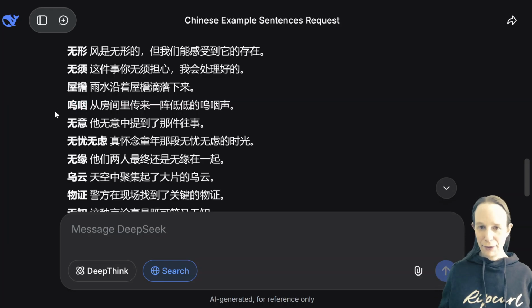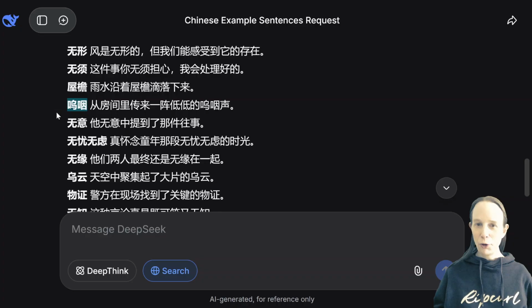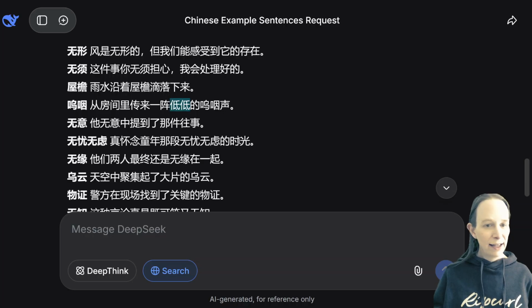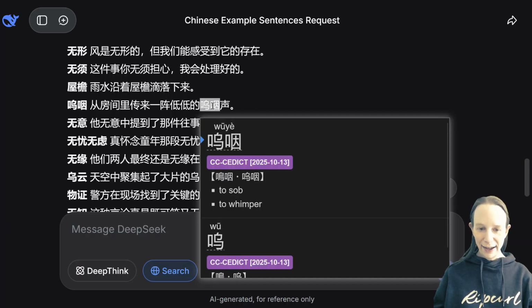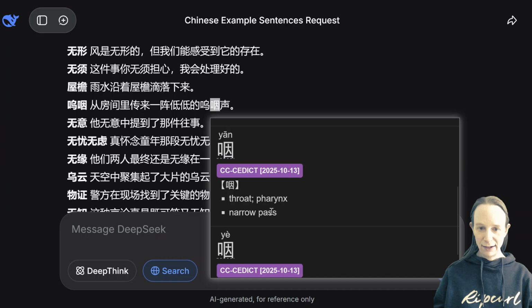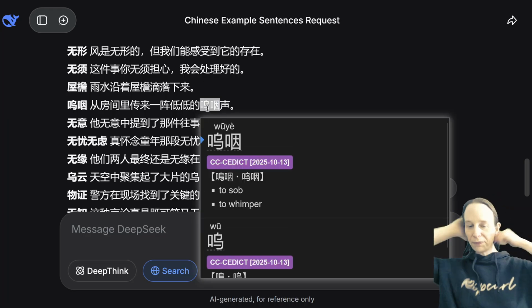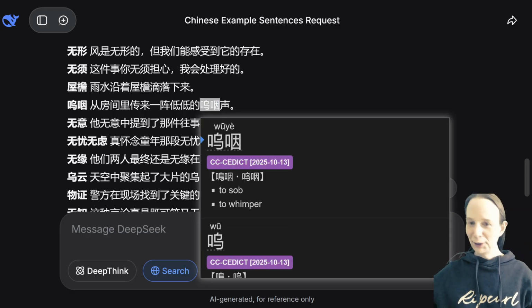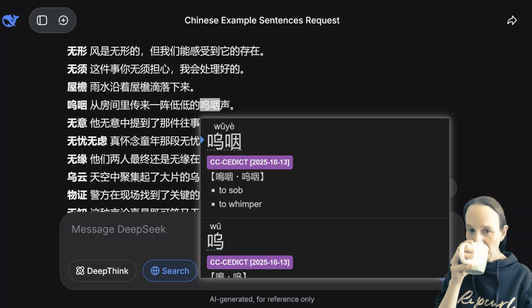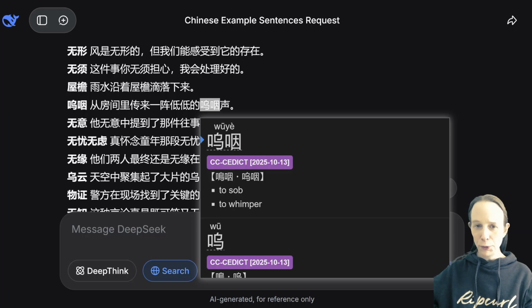Yan refers to your throat or voice. So maybe it's like yodel or something like this. 从房间里传来一阵低低的呜咽声. Oh yeah. Well, okay, so I did say this right, but here it's choke. There are alternative pronunciations. Oh yeah. Sob, whimper. Not yodel. Well, I don't know.